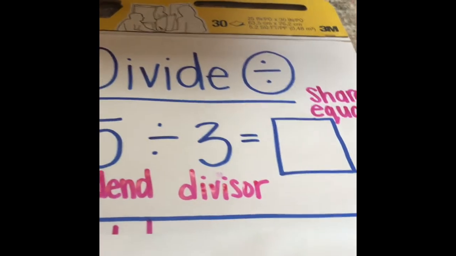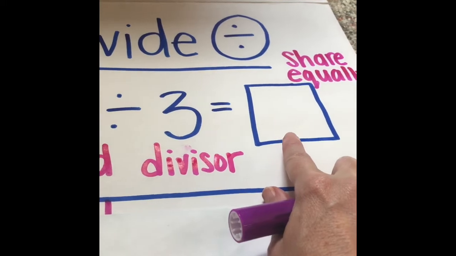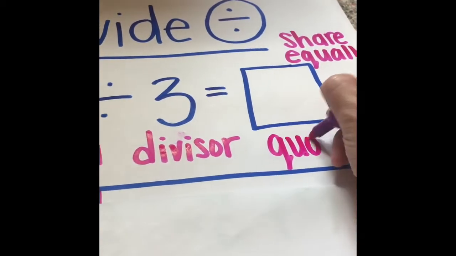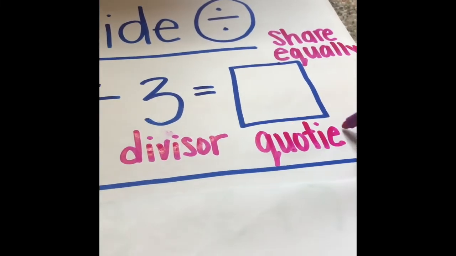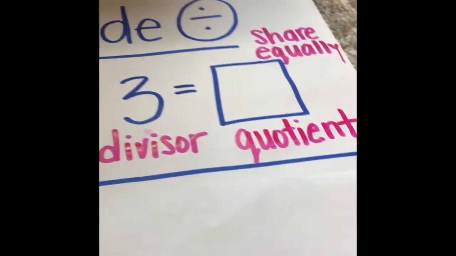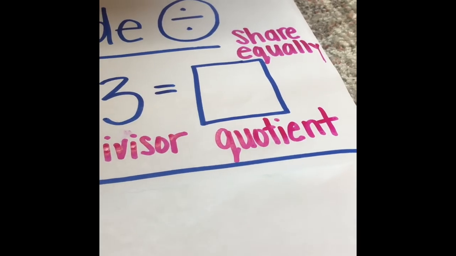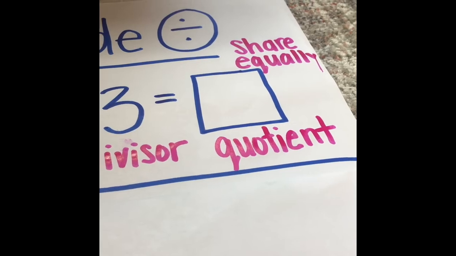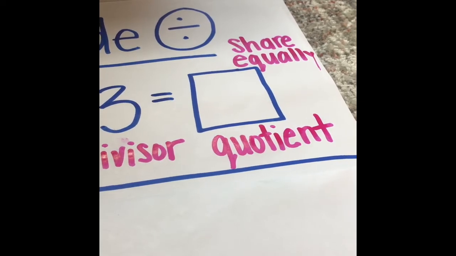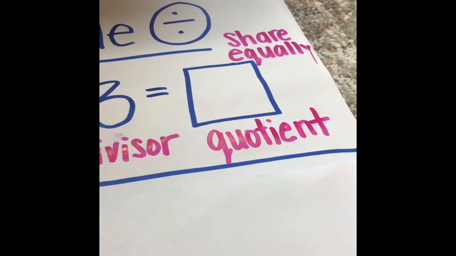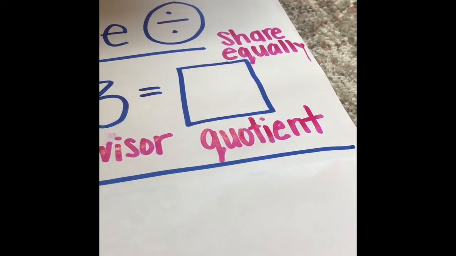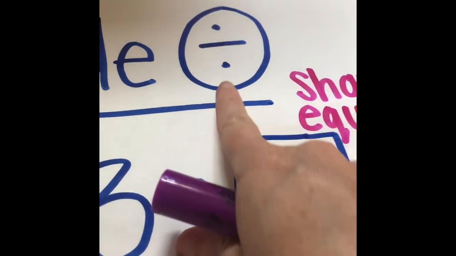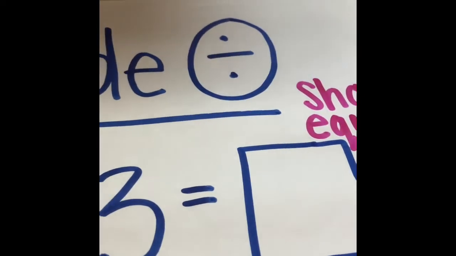And then the last number, the answer to my division problem, is called the quotient. So those are going to be really important vocabulary words. We know the answer to a multiplication problem is called a product. The answer to a division problem is called the quotient. And you might see division equations written a little bit differently, which we'll talk about, but this is the main symbol that we're going to be using for division right now.